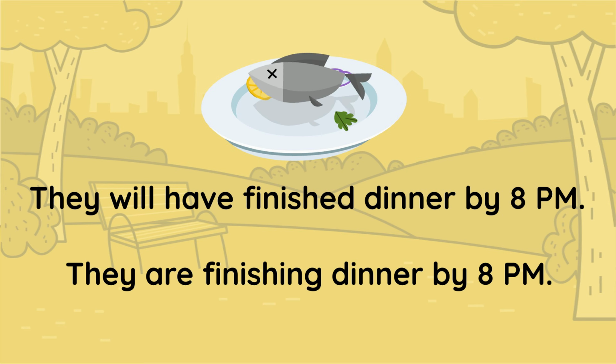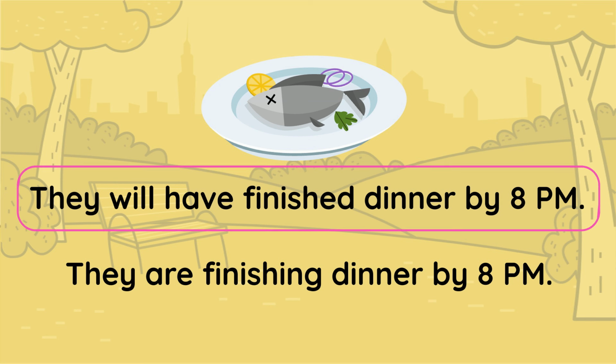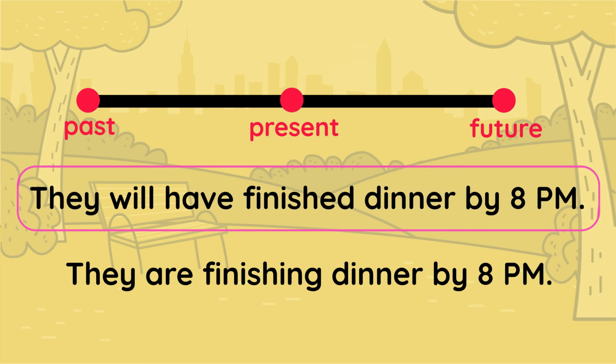They will have finished dinner by 8 p.m. or they are finishing dinner by 8 p.m. The correct answer is they will have finished dinner by 8 p.m. It's about something that will be completed before a future time, 8 p.m.